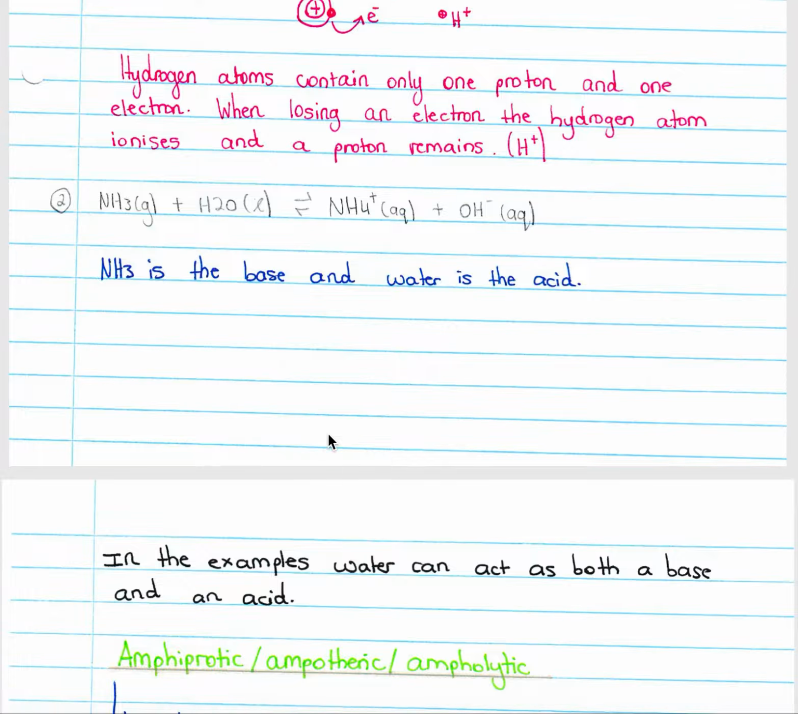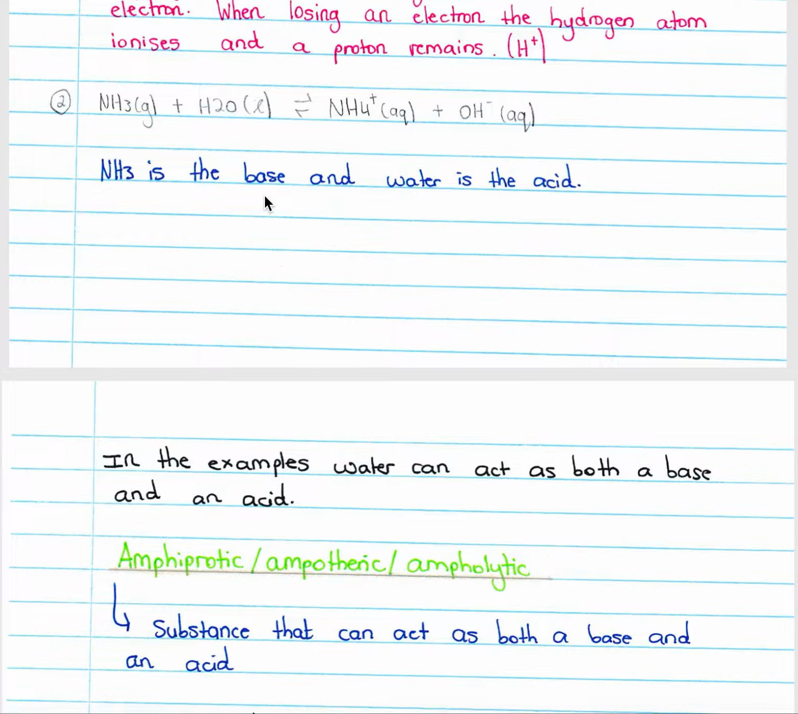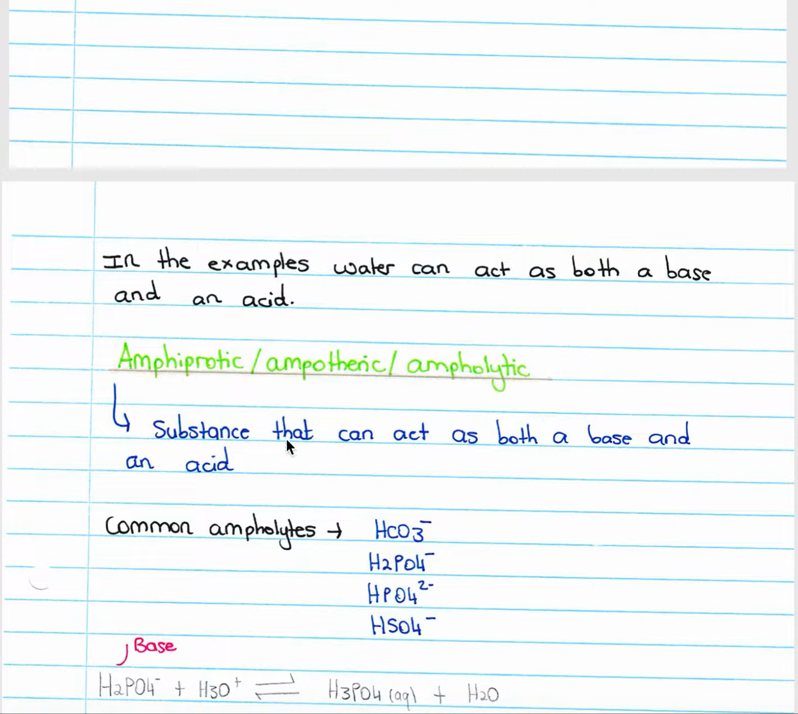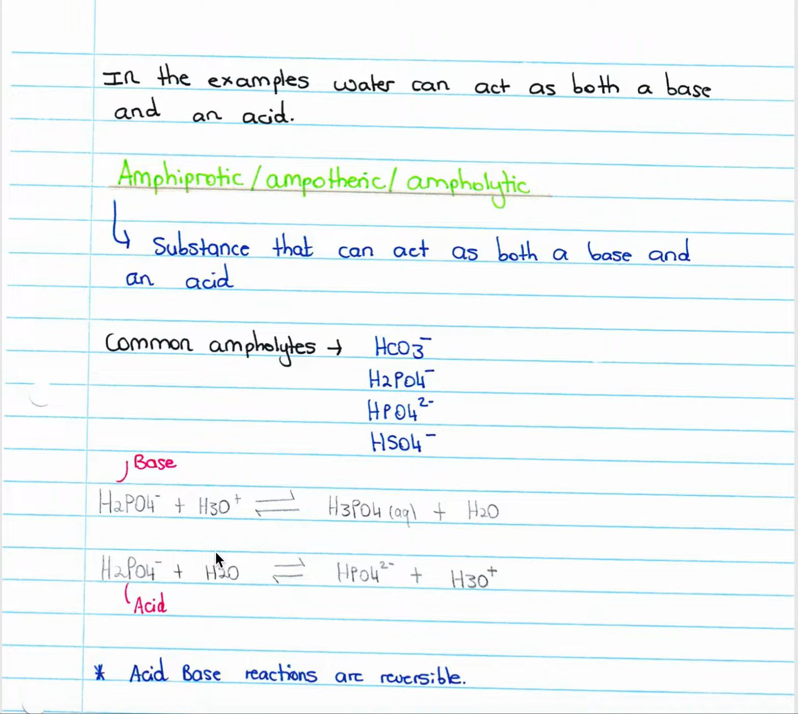In the examples above, we can see that water acts as an acid and a base, and substances that can act as both an acid and a base are known as amphiprotic, amphoteric, or ampholytic. Common ampholytes are HCO3-, H2PO4-, HPO42-, and HSO4-. As we can see in this example over here, H2PO4- plus H3O+, H2PO4- acts as a base as it accepts a proton. Whereas in this example, it acts as an acid as it donates a proton.